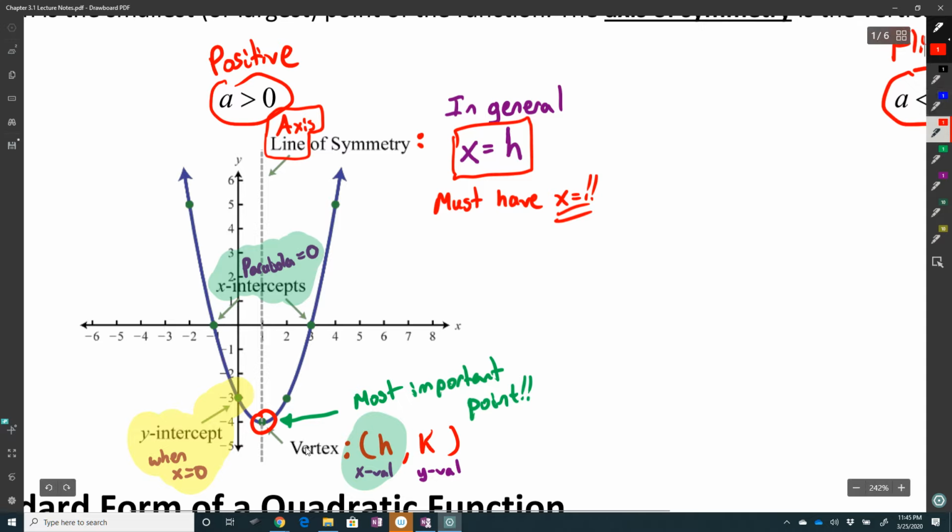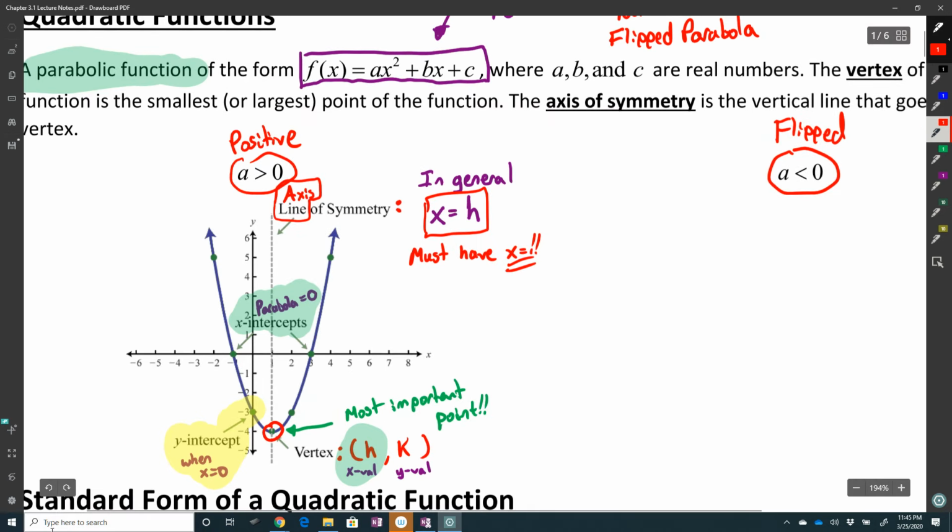All right, so that's kind of the anatomy of a parabola. You got your x-intercepts, your y-intercept. A tells you if it points up or down. The vertex is the most important point, which they call h and k. And then the line of symmetry, or the axis of symmetry, is x equals, and then whatever the x value of the vertex is.